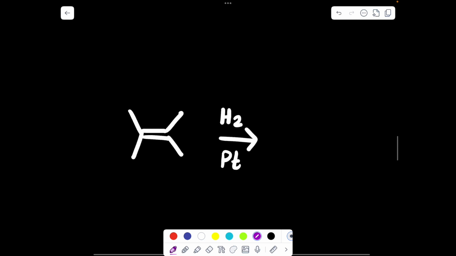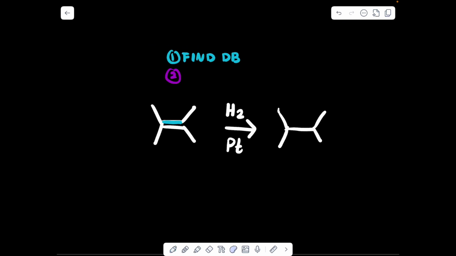Let's do another example. So consider the hydrogenation of this compound. Step 1 is to find the double bond. Now step 2 is to make the double bond disappear, because the hydrogen comes in and its magic trick is to make double bonds disappear.